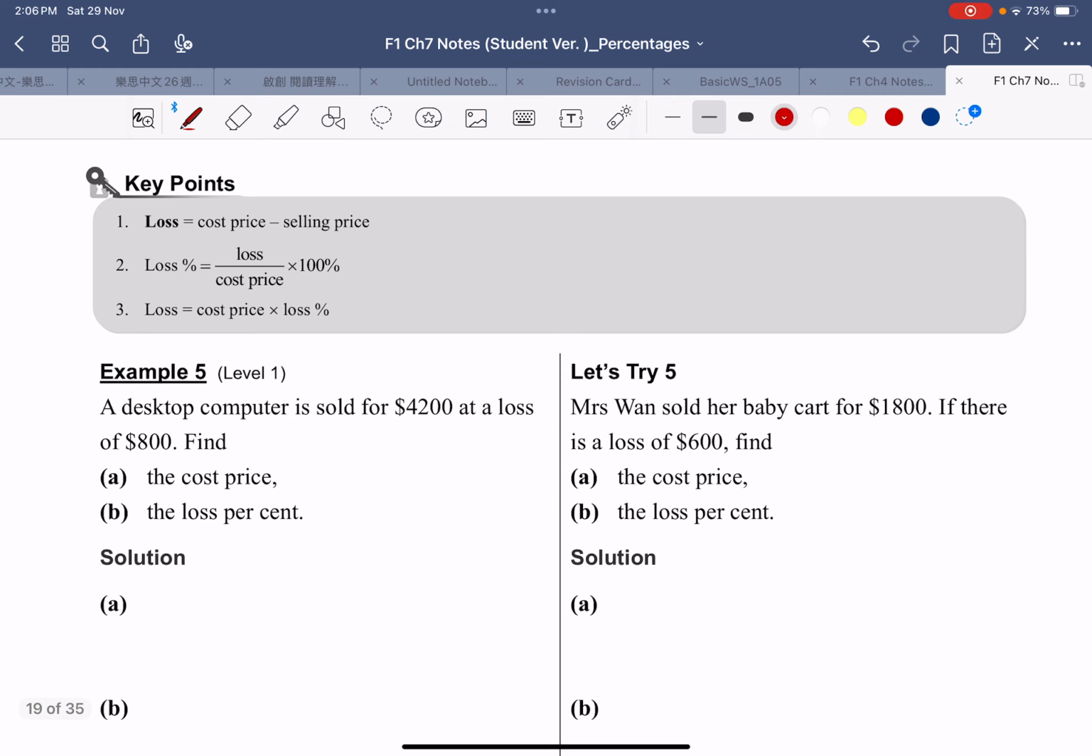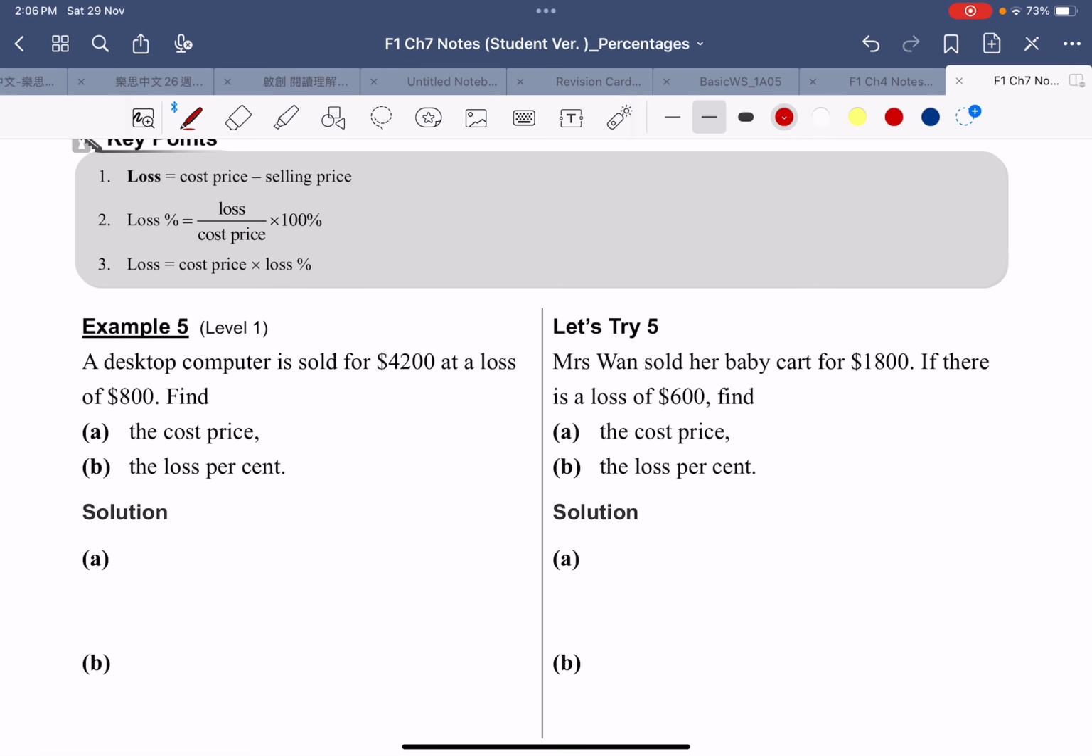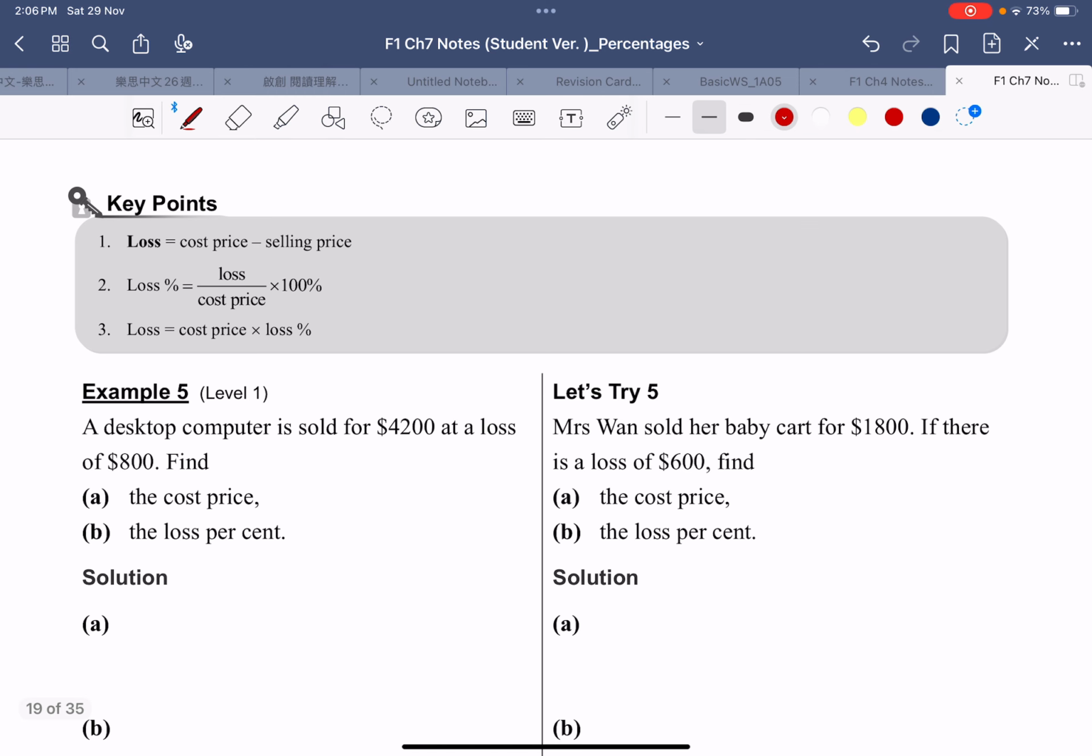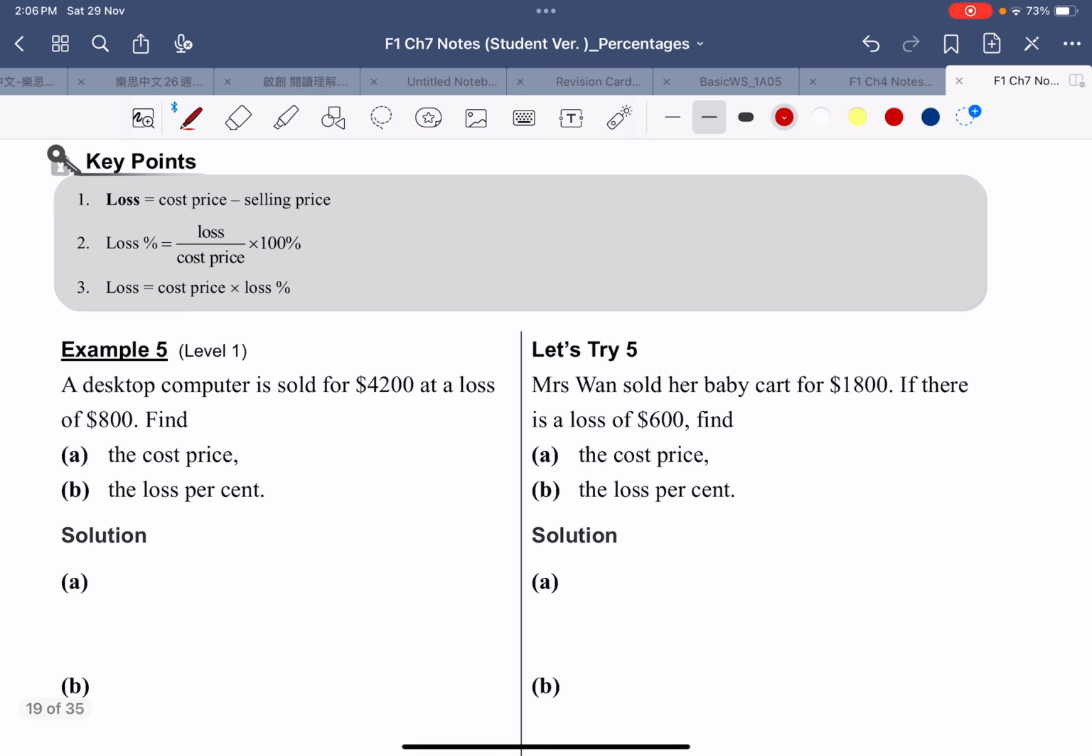Now next page, loss. About loss, you're not going to always make a profit during a business. So you may have a loss. So what do we mean by a loss? That means you are selling at a price lower than the cost. So you buy something at maybe $10, you sell it just for $9, then you will have a loss of $1, right? It's not a profit, of course. You're going to lose some money, $1 in this case.